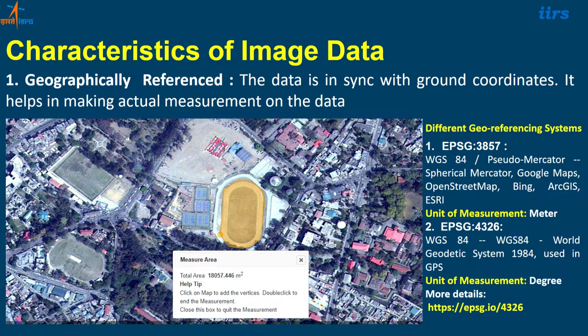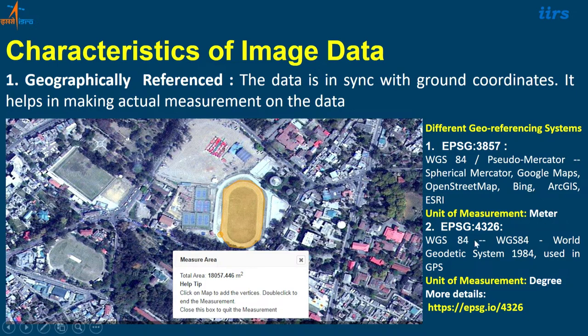I was telling you, like the coordinates of Dehradun are 78 degrees longitude and 30 degrees latitude. That is just an example I am giving you here. There the measurement units are in degrees, but if we talk about this coordinate system 3857, here the unit of measurement is meters. So you won't have the coordinates in degrees. It will be big numbers in meters only.